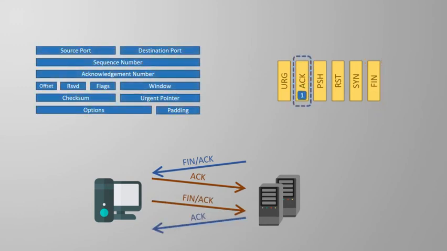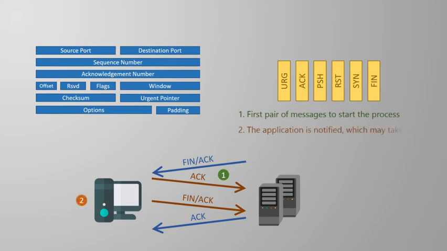So there's a lot going on just to close a connection. 4 messages, and they appear to be duplicates. So why are there 2 pairs of the same sets of messages? The first pair announces and acknowledges the intention to close the connection. The responder now needs to notify the application that the connection is closing. It might take a few seconds for the application to deal with this. The second pair of messages are sent only when the application is ready. Using 2 pairs of messages will give the application time to respond before the connection is fully closed.